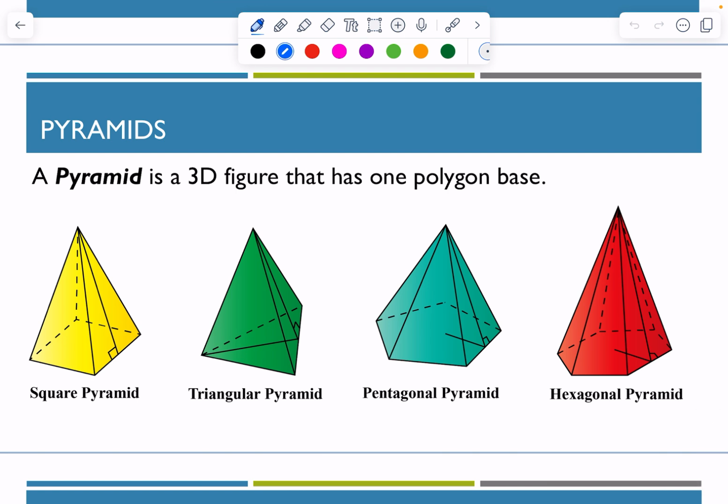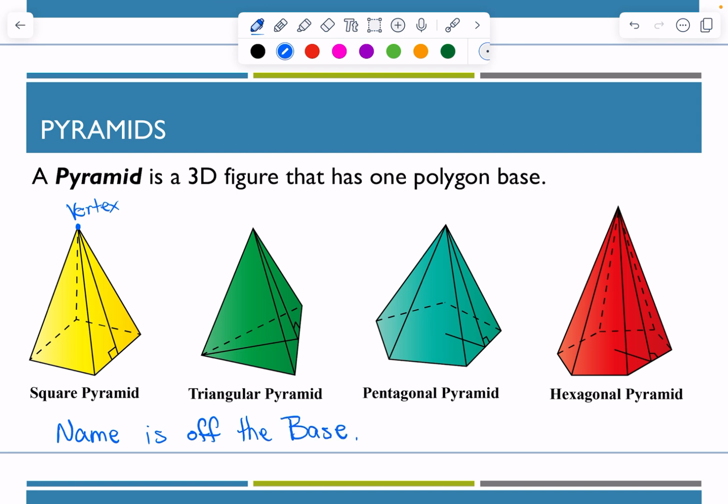A pyramid is a 3D figure that has one polygonal base and all the lateral faces are triangles. Okay, so they meet at one unique point. It is called the vertex. So we have a vertex where all those points are meeting, and we have a polygonal base. Now, once again, the name is off of the base. Whatever the base is, that's how we name a pyramid.